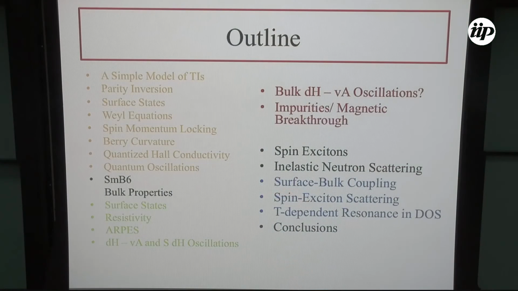Talk a little bit about bulk properties of SmB6, and then the possibility that these are topological Kondo insulators was brought to our attention by Maxim Dzero et al. And then I'll talk a little bit about the surface experiments, etc. A little bit about de Haas-van Alphen oscillations, and then we'll get to the spin-exciton part of the talk.